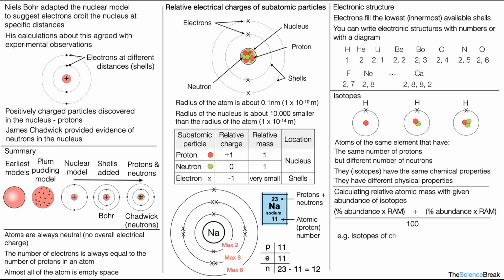So for example, we have 2 isotopes of chlorine. One has an abundance of 75%, that has a mass number of 35. The other one has an abundance of 25% with a mass number of 37. If we put that into our equation, 75 times 35 plus 25 times 37, add those two together, divide by 100, we have 35.5. This is the relative atomic mass of chlorine, and this is what you will see on your periodic table.